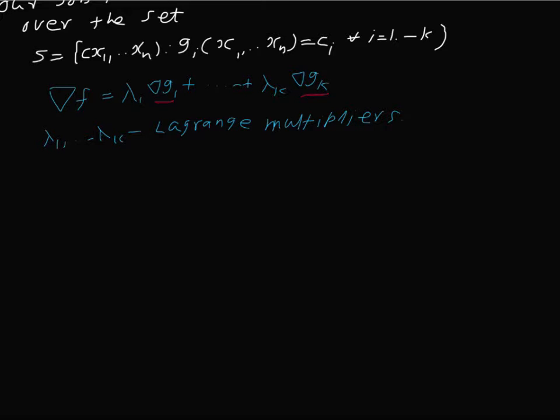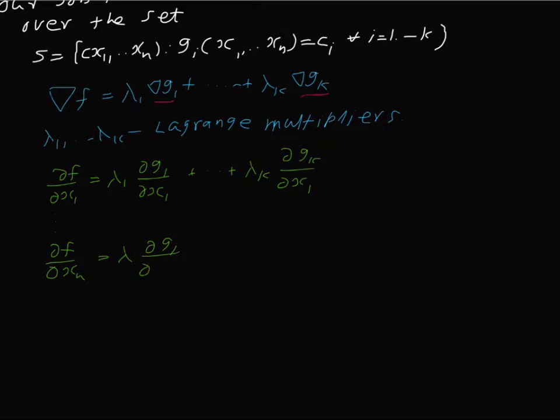Then let me write down the Lagrange multiplier equations. The partial derivative of f with respect to x1 equals lambda 1 times the partial derivative of g1 with respect to x1, up to lambda k times the partial derivative of gk with respect to x1, and so on, up to xn. These are the Lagrange multiplier equations.